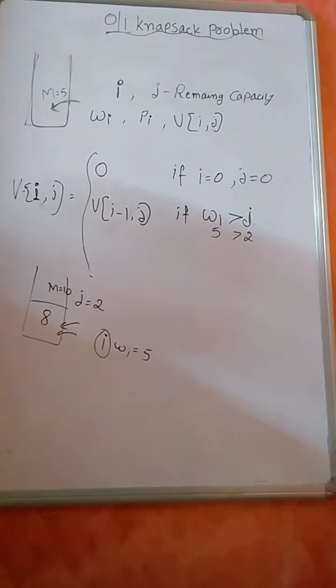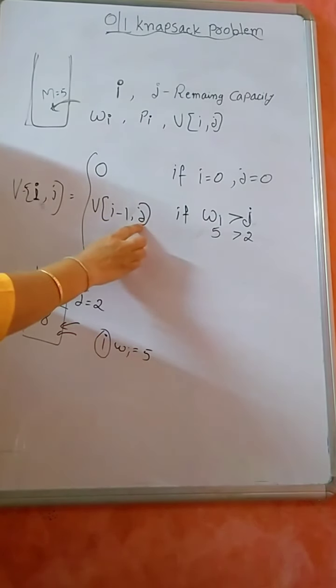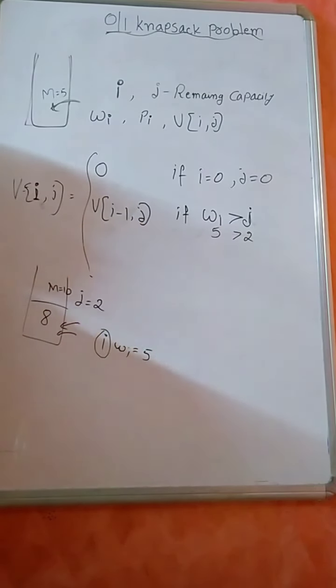Anyhow this ith object is rejected. Then what is my profit? My profit is nothing but whatever the previous profit I had. Previous profit means what? Before selecting this object, with the same remaining capacity. Remaining capacity will not change because I have not selected this particular object, because I have rejected that particular object. Getting my point? So it is V of i minus 1 comma j. It is the previous profit. Just remember, it is nothing but the previous profit.